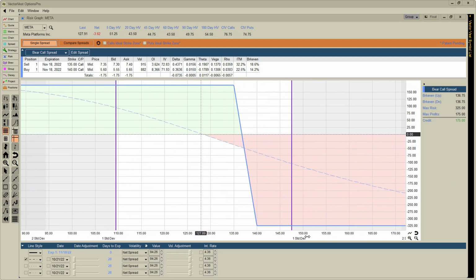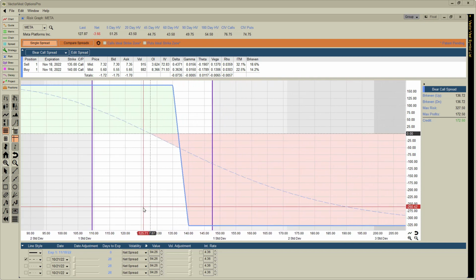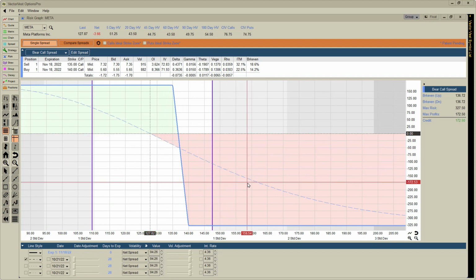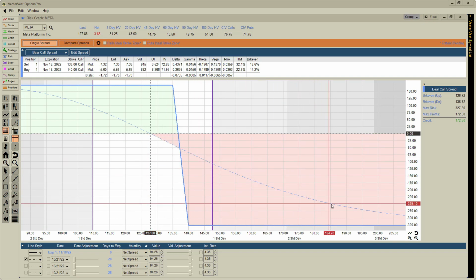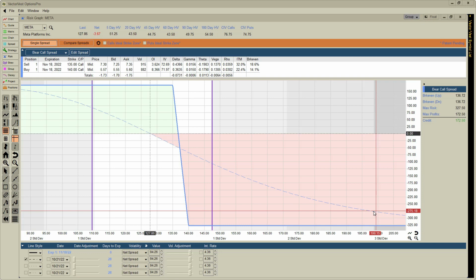But here's what I want to show you on this graph. What would the stock have to actually do for you to lose $325? I want you to follow this dashed line down. To lose $325, the stock would absolutely have to go up to $190, $200 a share. That's going to be a really, really big move that would have to happen all of a sudden.